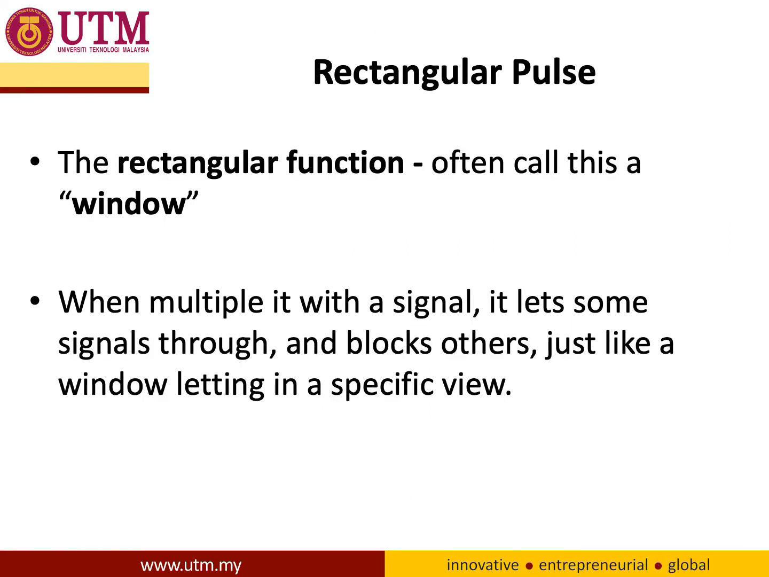The rectangular pulse or the rectangular function is often called a window. Why? Because when you multiply the rectangular pulse with any signal, it lets some signals through and blocks others, just like the concept of a window, letting in only a specific view.